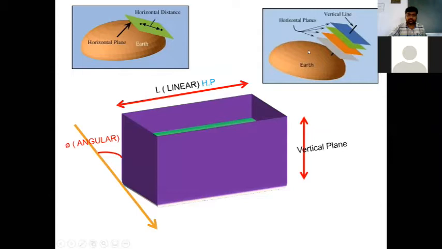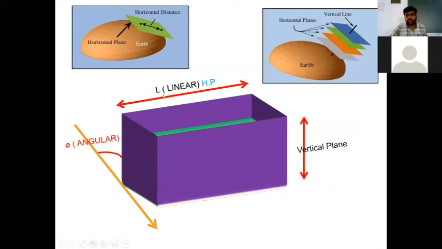So this is how we're going to take the distance. Whatever distance we carry in the vertical line comes under elevation, and horizontal distance comes under above the ground surface.